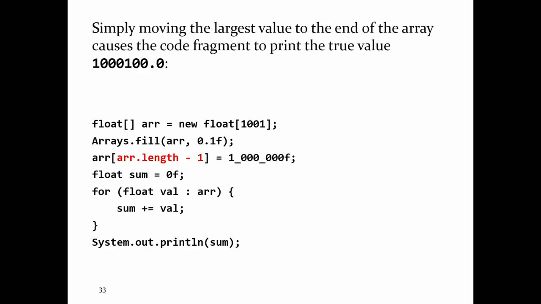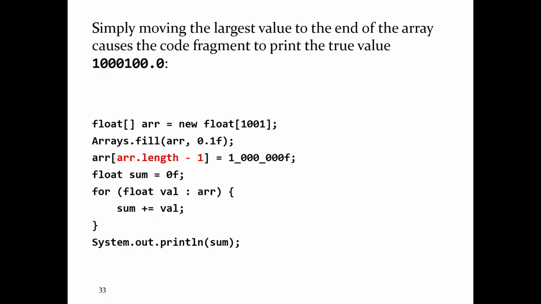Okay, so it turns out in this particular case, you can compute the exact sum correctly just by moving the location of the 1 million. So exact same code, except this time I'm going to put the million at the end of the array. Now I'm going to compute the sum, and if you run this, you get exactly 1,100,000. And so what's going on here? You just have to look at the order in which the numbers were summed in.